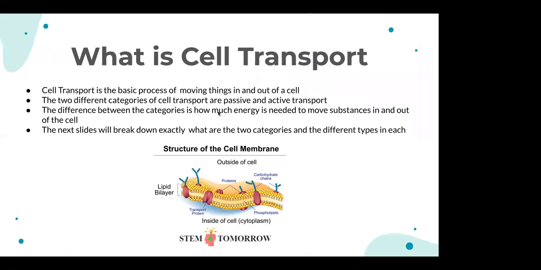So what is cell transport? Cell transport is the basic process of moving things in and out of a cell. The two different categories of cell transport are passive and active transport. Like I said before, the difference between the categories is how much energy is needed to move the substances in and out of the cells. So active needs energy, while passive does not require energy. The next slides will break down exactly what the two different categories are and the different types in each. So this shows you the structure of the cell membrane. I kind of went into that with the last diagram. You can see that it blocks things and lets other things through.